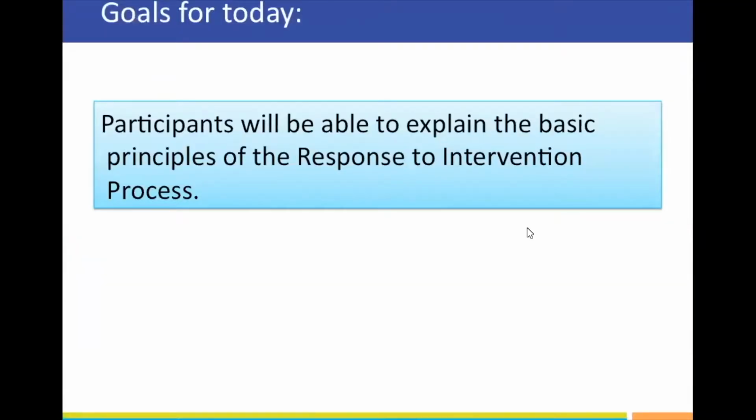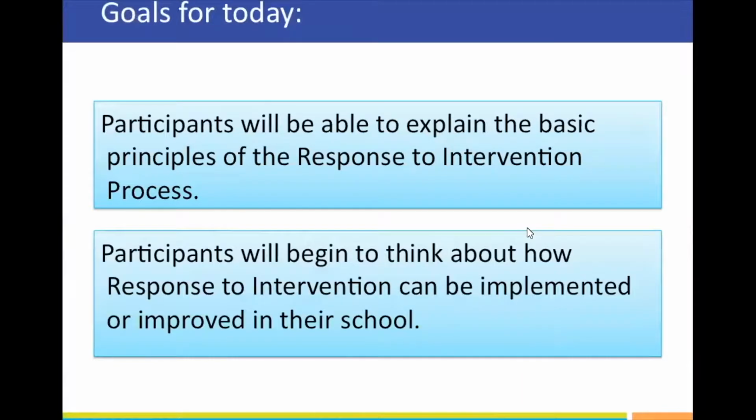However, this creates a challenge for teachers in their attempts to provide a literacy program that assures success for all their students. Implementation of the response to intervention process will help schools meet that challenge so that all students will achieve at high levels. Participants will be able to explain the basic principles of the RTI, or response to intervention, process. Participants will begin to think about how response to intervention can be implemented or improved in their schools.